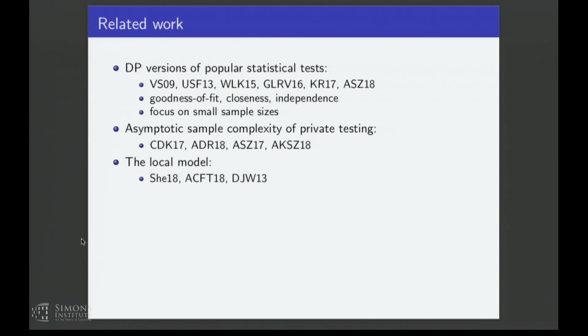Okay, so as we've seen, there's been a lot of work on private hypothesis testing. Some of these focus on producing differentially private versions of popular statistical tests, such as goodness of fit, closeness, and independence. Some focus on small sample sizes. Others focus on asymptotic sample complexity, which is what we're going to talk about today. And most of these are in the central model, and there's some work in the local model.